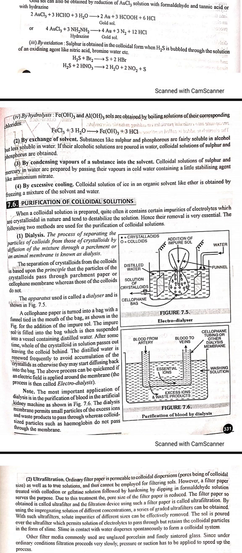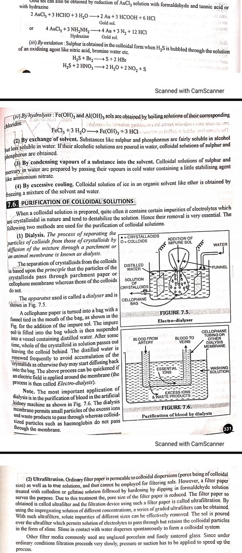The process of separating the particles of colloids from those of crystalloids by diffusion of the mixture through a parchment or an animal membrane is known as dialysis. The separation of crystalloids from the colloids is based upon the principle that the particles of the crystalloids pass through parchment paper or cellophane membrane, whereas those of the colloids do not. The apparatus used is called a dialyzer and is shown in figure 7.5.